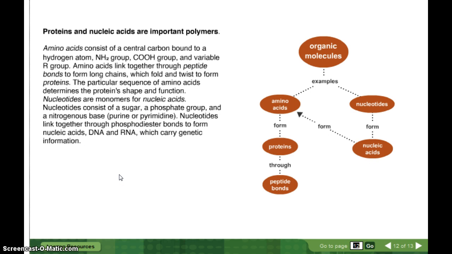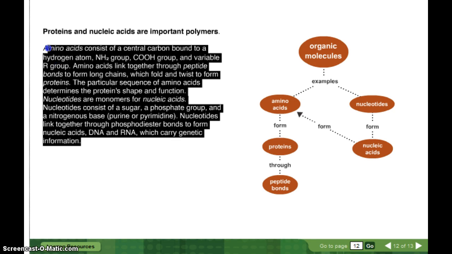Proteins and nucleic acids are important polymers. Amino acids consist of an essential carbon bound to a hydrogen, an NH2 group, a COOH group, and a variable R group. Amino acids link together through peptide bonds to form long chains, which twist and fold to form proteins. The particular sequence of amino acids determines the protein's shape and function. Nucleotides are monomers for nucleic acids. Nucleotides consist of a sugar, a phosphate group, and a nitrogenous base, either a purine or pyrimidine. Nucleotides link together through phosphodiester bonds to form nucleic acids, DNA and RNA, which carry genetic information.